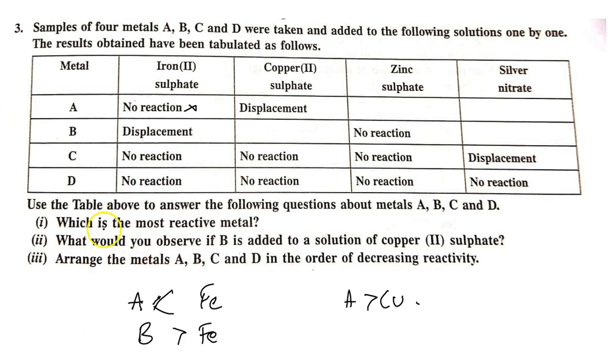So now if I ask you, out of A, B, C and D, which is most reactive? Of course the answer has to be B. Isn't it? Why? Because B is the only hero that is able to displace iron from iron sulfate, and A, C and D are not able to displace, which in turn means that B is most reactive. So the answer for the first part, which is the most reactive metal, has to be B.